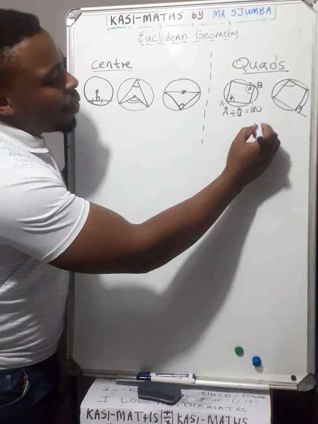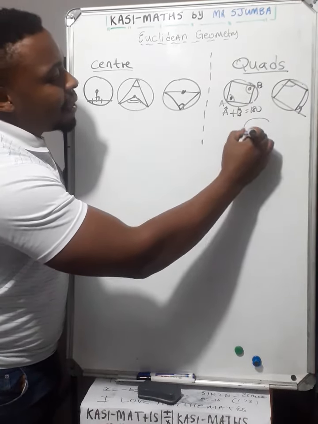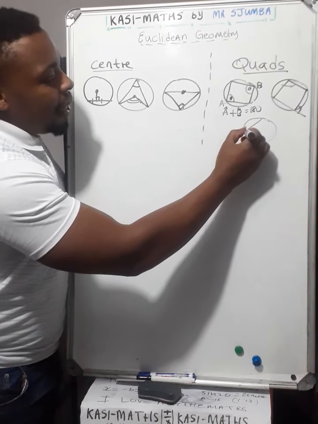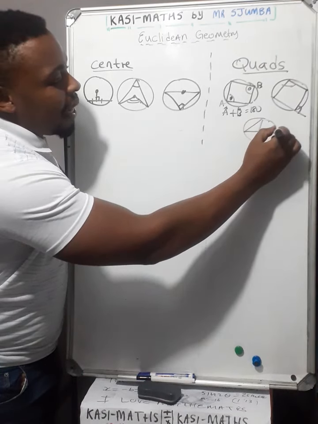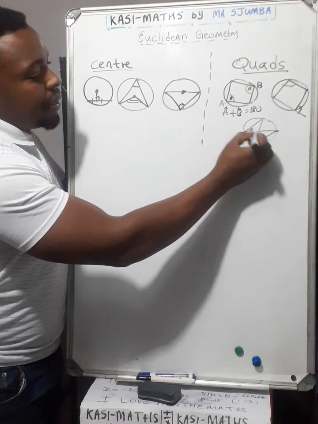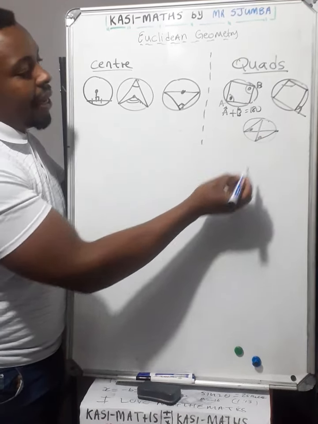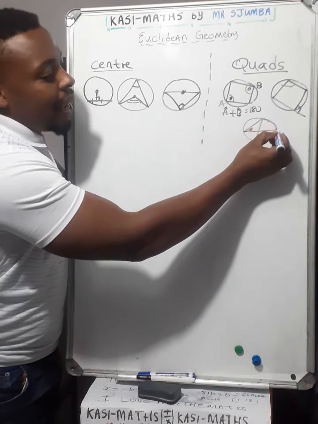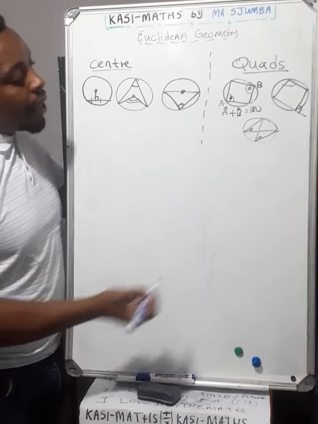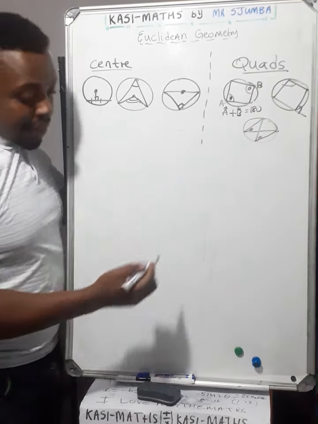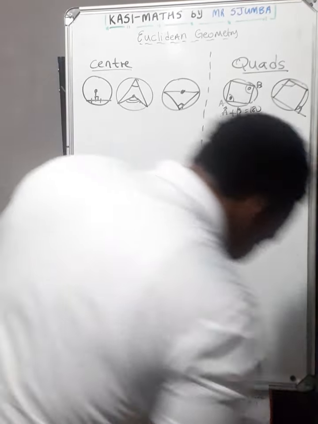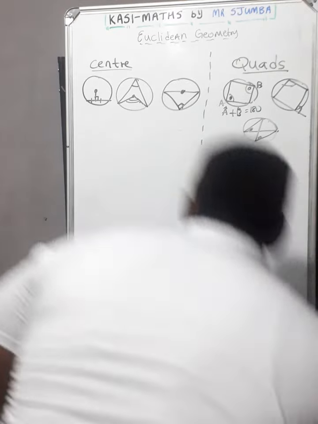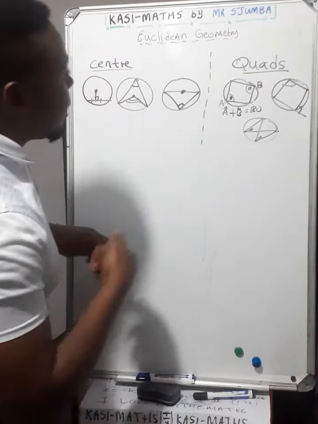Okay, so for the cyclic quad we cut 1, 2, and then the third one is what we call the bow tie theorem. We know that this angle is equal to this one. Why? They are subtended by the same arc, or they are in the same segment. Right. They are in the same segment.